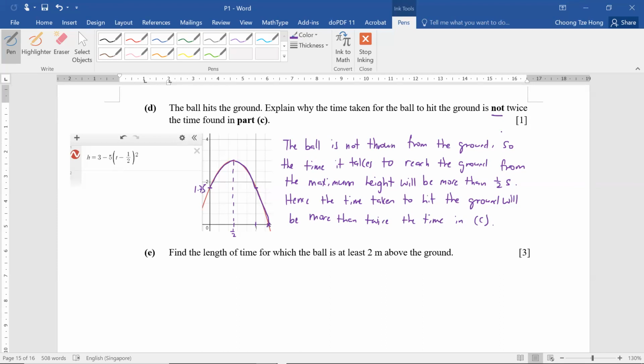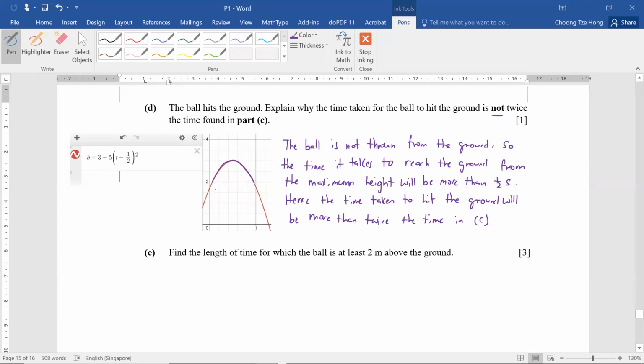Find the length of time for which the ball is at least 2 meters above the ground. So I'm going to erase away some of the markings here. You can use this graph. When you throw the ball from 1.75 up and then it comes down, there will be a period of time where it's more than 2 meters above the ground. So when is it more than 2 meters above the ground? It will be here, this period of time.